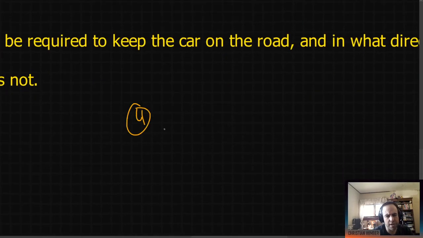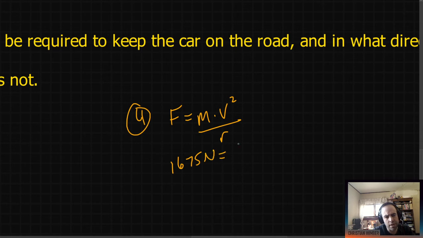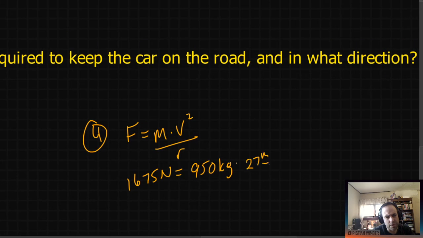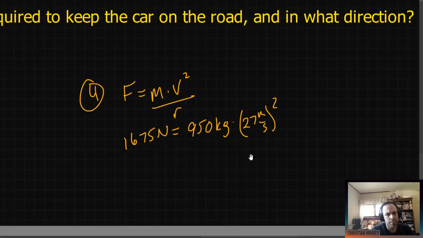So we know for something going in a turn, the amount of force you need to go in that turn will be equal to the mass of the object times the velocity at which you take the turn squared, divided by the radius of the turn. So I'm just going to go ahead and start plugging things in. The amount of force we're using is 1,675 newtons. We know that the mass of the car is 950 kilograms. We know that this car is going 27 meters per second. And what we're trying to find is the radius.